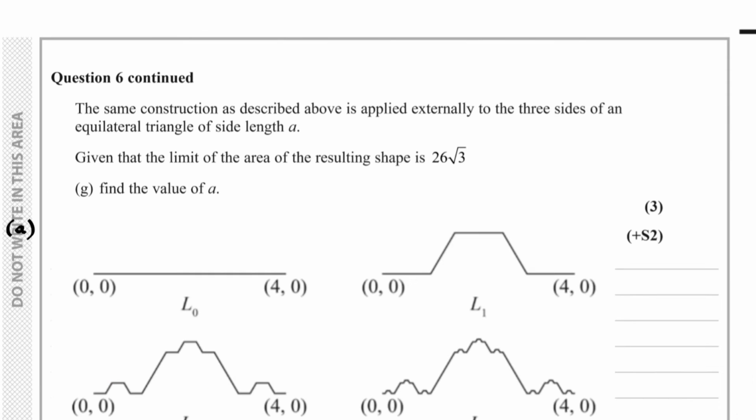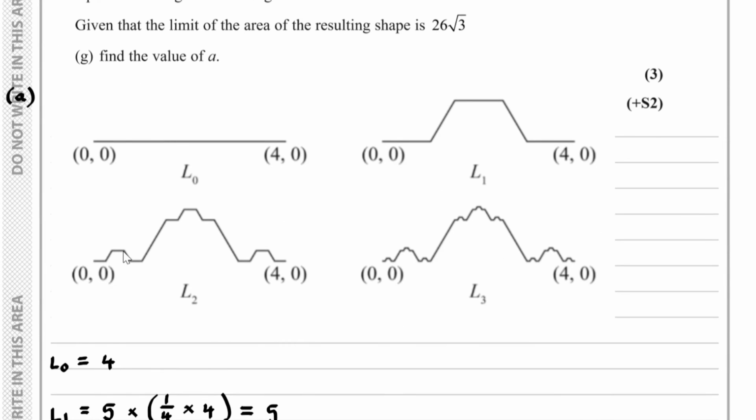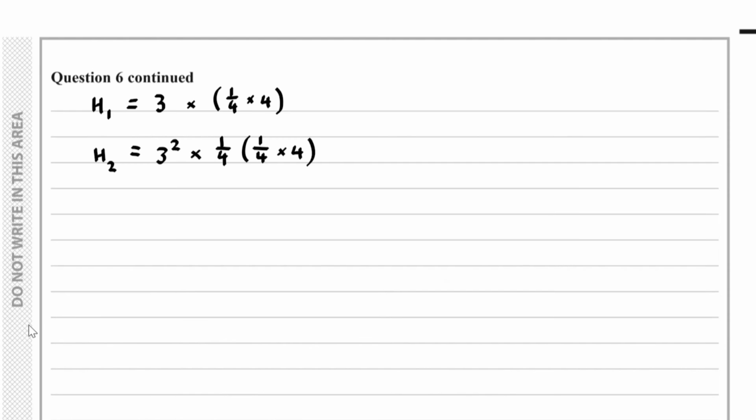So what we're saying over here is each of these is going to be 1/4 of that. And if we can rewrite this in some way, we can rewrite this as 3 squared times a quarter squared times 4. Or perhaps more generally, 3 over 4 squared times 4. What about h3?